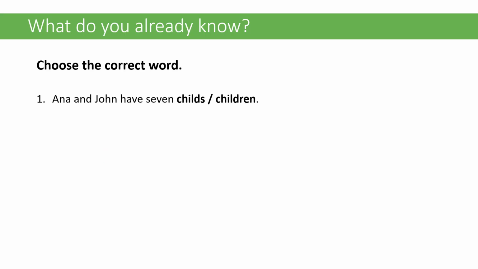So let's start off with what you already know. You want to choose the correct word to complete this sentence. Anna and John have 7 childs or children? It's going to be children. Do you want tomatoes or tomatoes on your salad? Notice that I'm pronouncing both of these the same way, but the spelling is different.